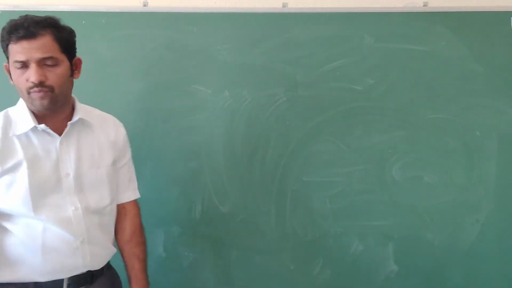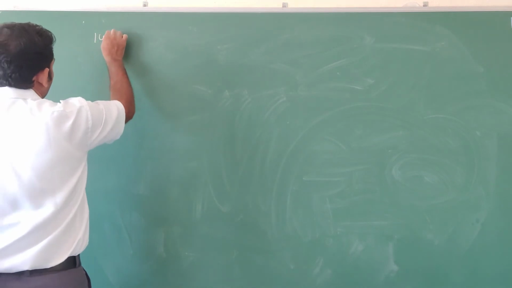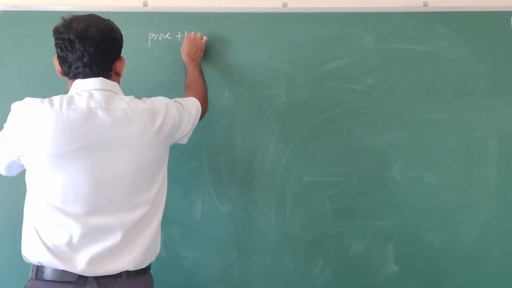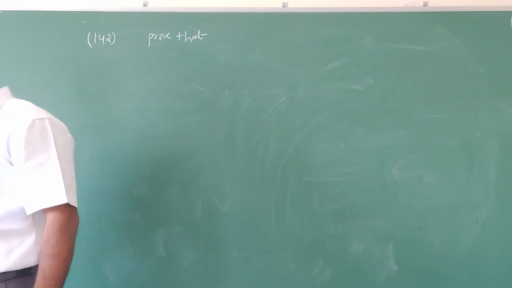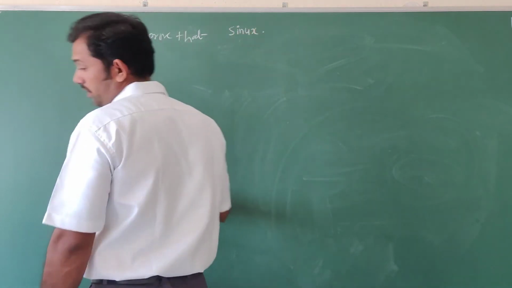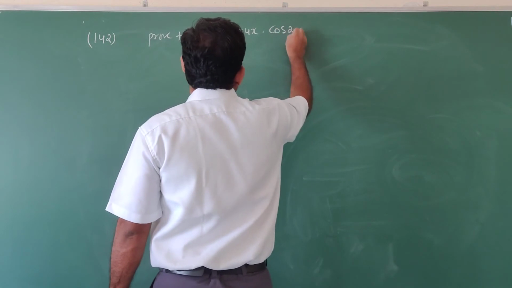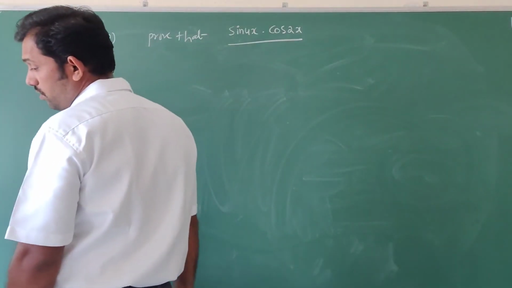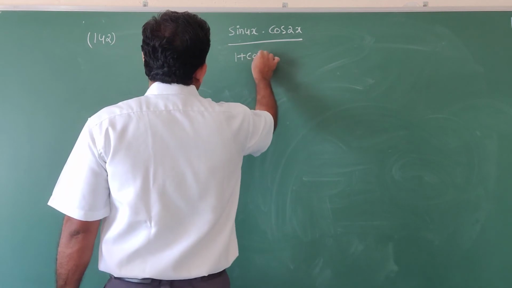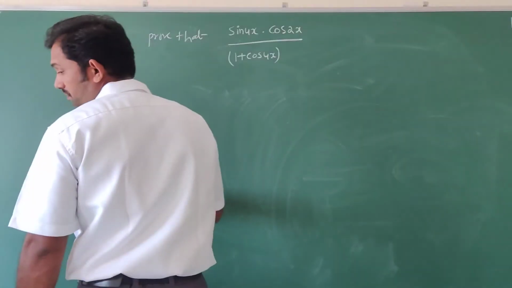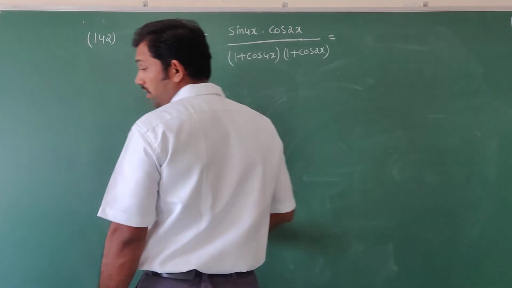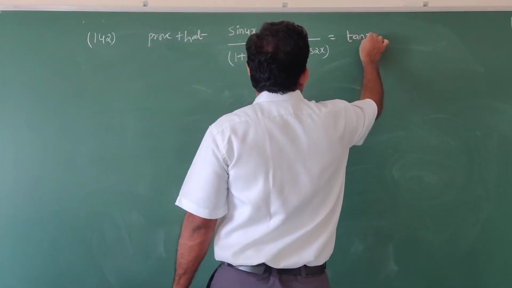Next question, number 142 in our material. Prove that sin 4x cos 2x divided by (1 plus cos 4x)(1 plus cos 2x) is equal to tan x.